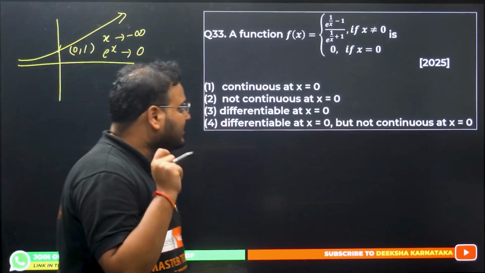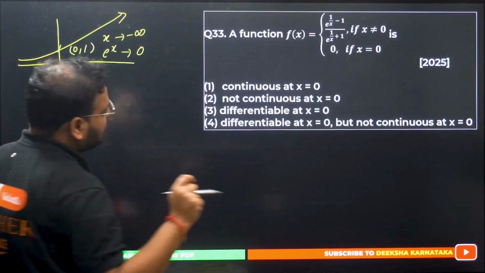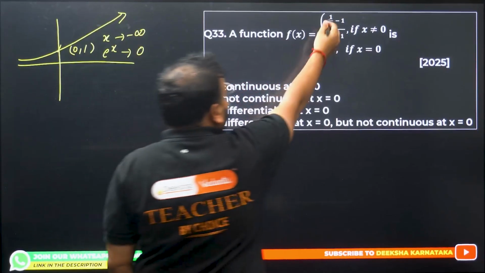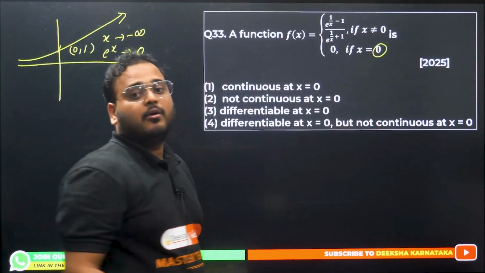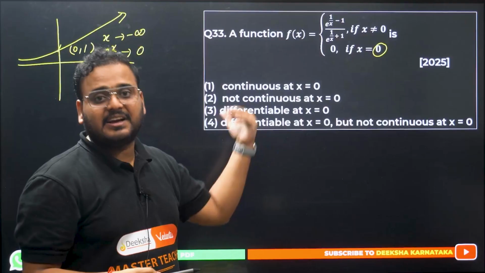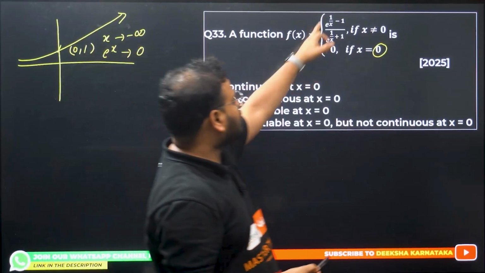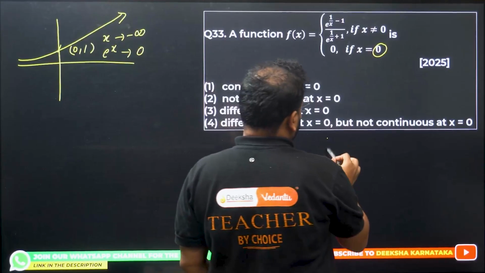Now, because of that, what is happening here? Check this out. I have 1 by x, right? So if x is 0, 1 by x will become infinity. I will try to make this negative and plus infinity. Right now it is going to be plus infinity. I'll do one thing for RHL.